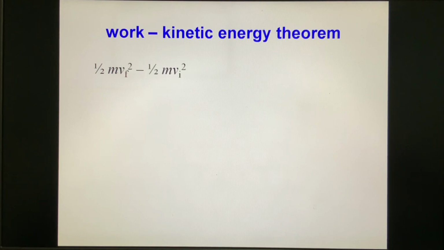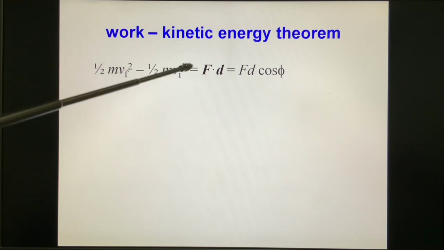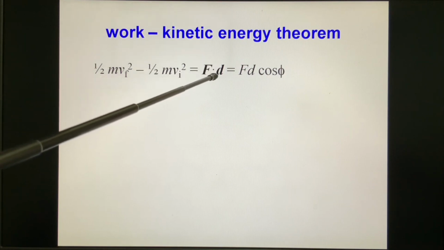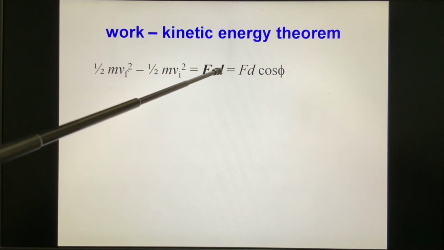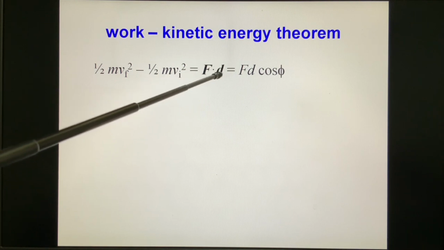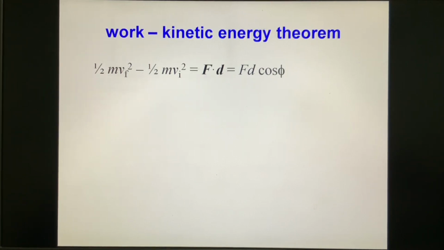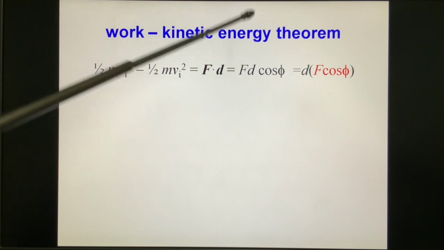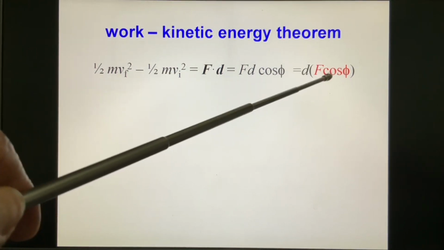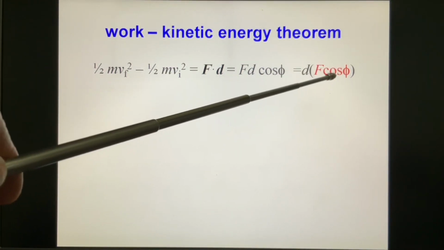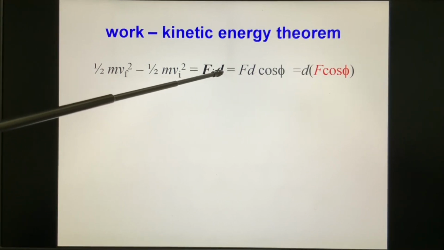Half mv final squared minus half mv initial squared equals F dot d, the work done by the force. This is the dot product of two vectors. By definition, it is equal to F d cosine phi, where phi is the angle between these two vectors. So we rewrite it as d times F cosine phi, which is the component of F along the displacement d.